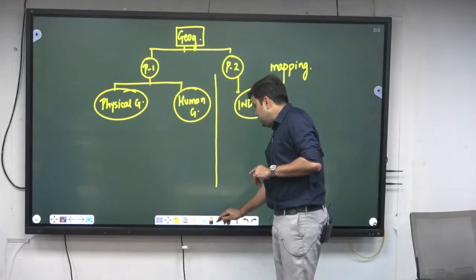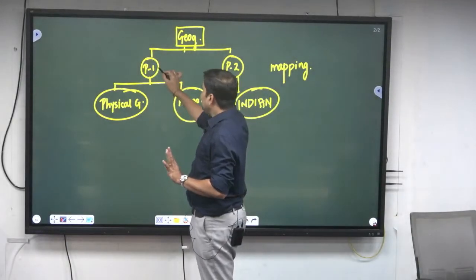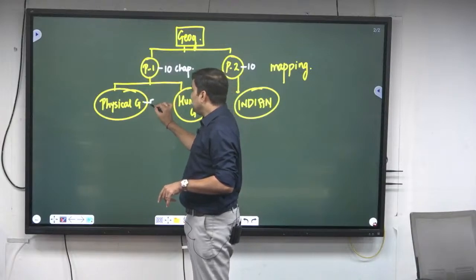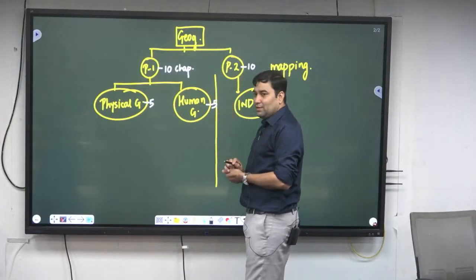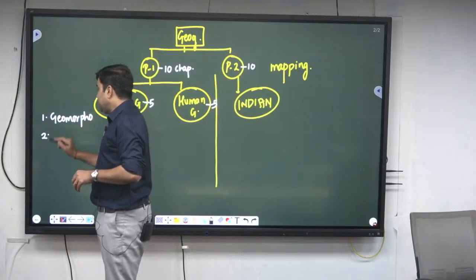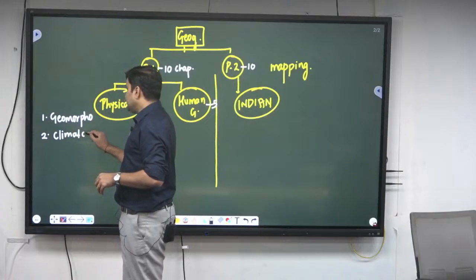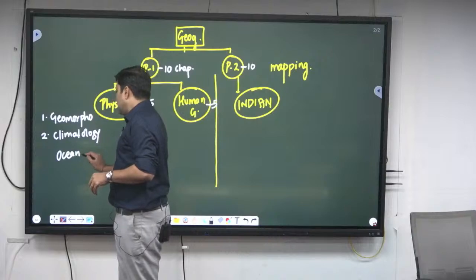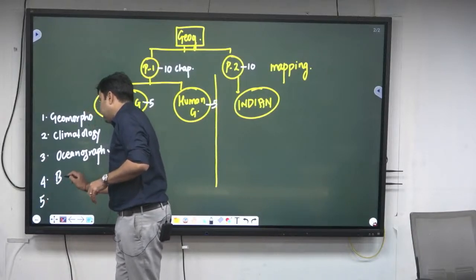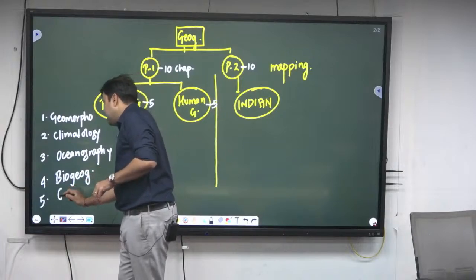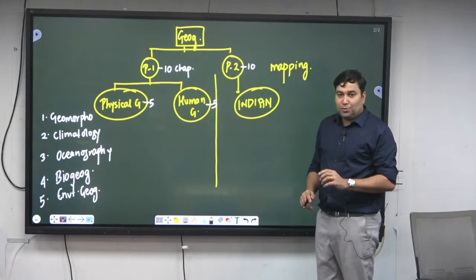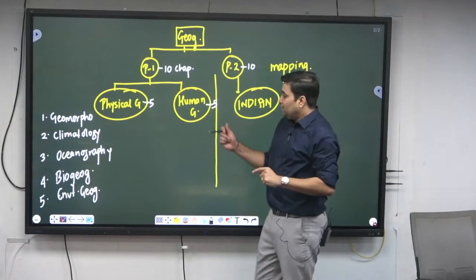Now, try to understand, in paper 1 there are a total of 10 chapters. And here also you are having 10 chapters. Out of these 10 chapters, you are having 5 chapters in physical geography and 5 chapters in human geography. Physical geography's 5 chapters are as follows. First is your geomorphology. Second, it is your climatology. After that you are having oceanography. Then you are having biogeography and environment geography. Be very attentive about this, because I am going to decode most of the things. I hope you got it. The 5 chapters are geomorphology, climatology, oceanography, biogeography and environment geography.